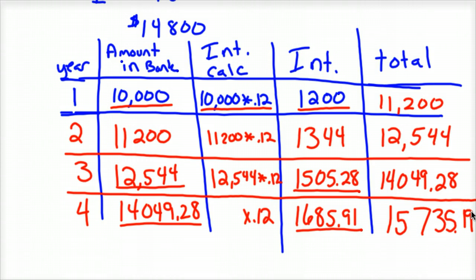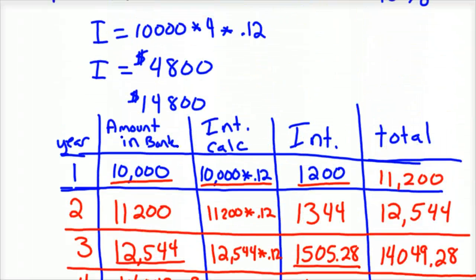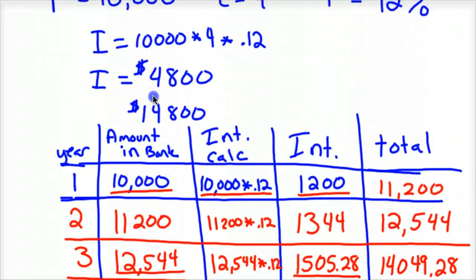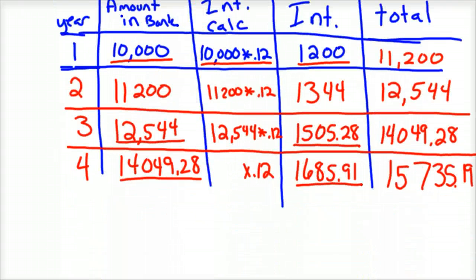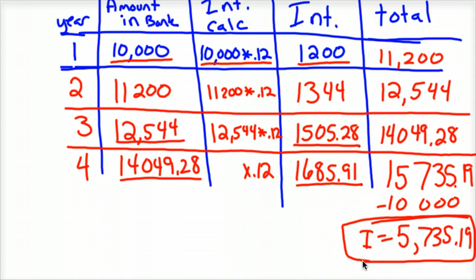$15,735.19. So just by compounding annually, compounding it each year, not touching it, we started out with a total interest of $4,800. You look here at this number with simple interest. But with compound interest, remember we started the year with $10,000, or at the beginning with $10,000. So with compound interest, we've earned $5,735.19 worth of interest. So that's a pretty big jump. And that's the beauty of compounding.